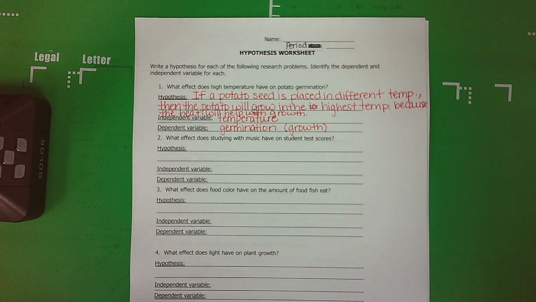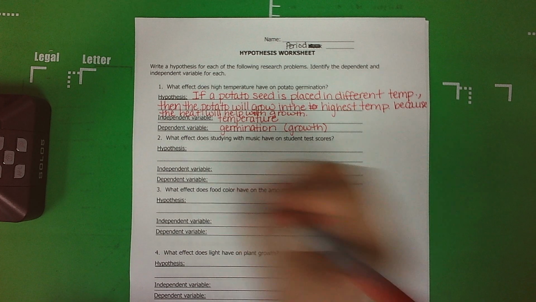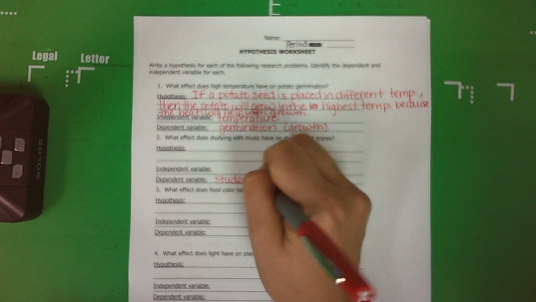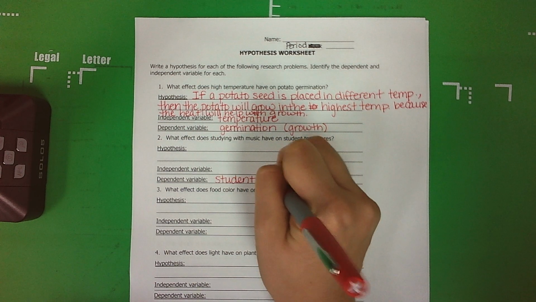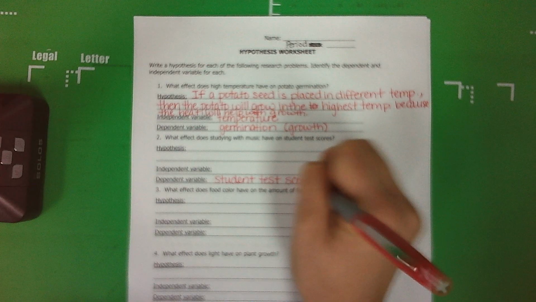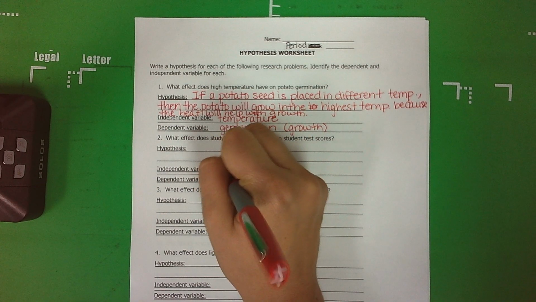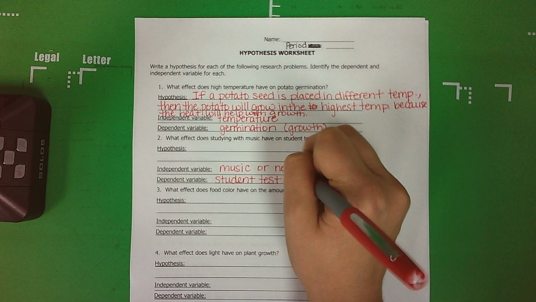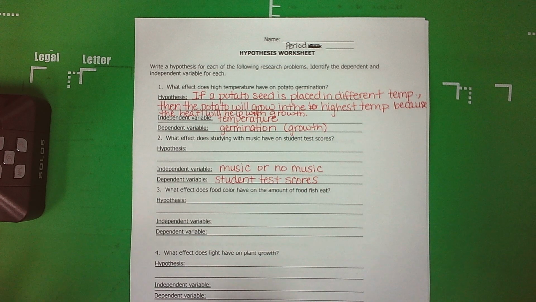So what effect does studying with music have on student test scores? Alright, so we're going to look at student test scores. That's our measurement. What are we going to change? Okay, we're either going to do music or no music. So we're basically going to have a group. Students are going to study with music, take a test. Okay, they're going to study with no music and take a test.